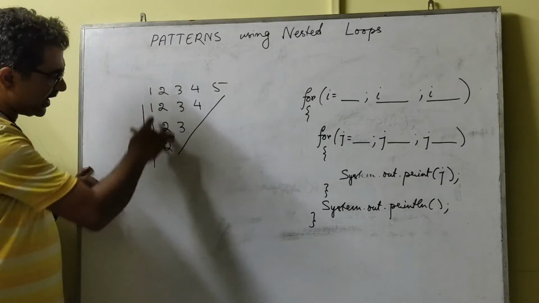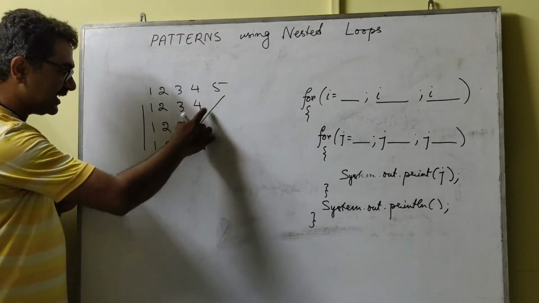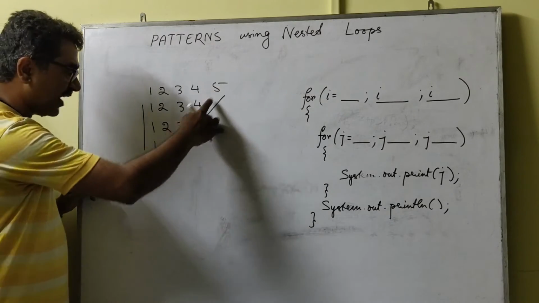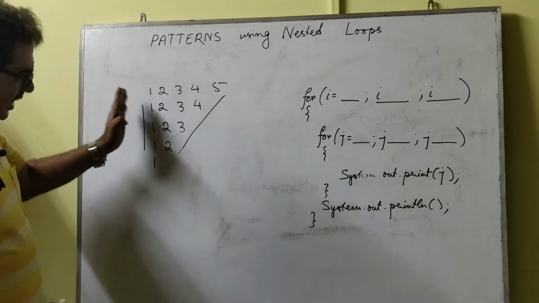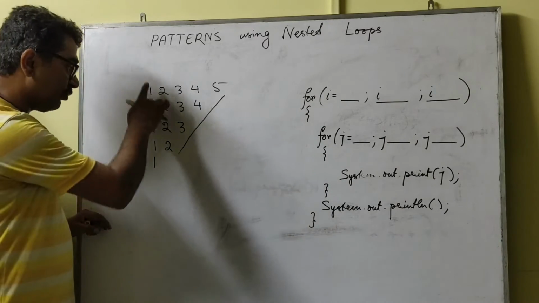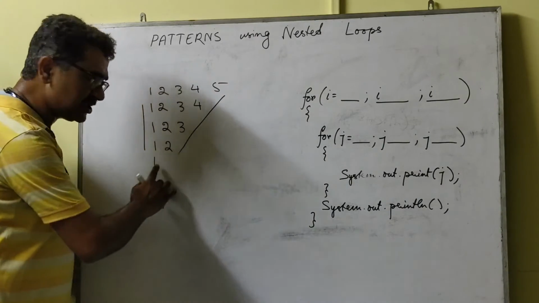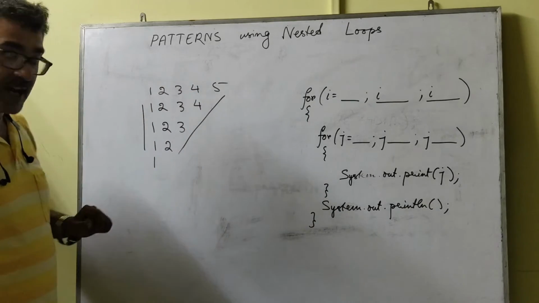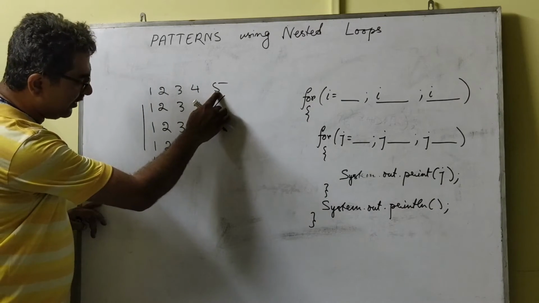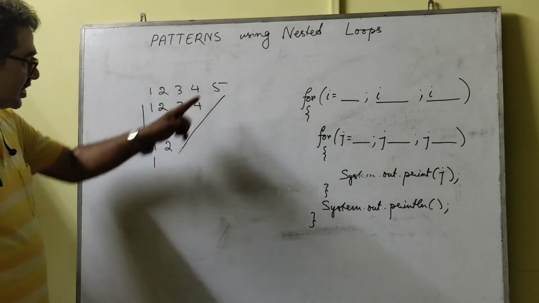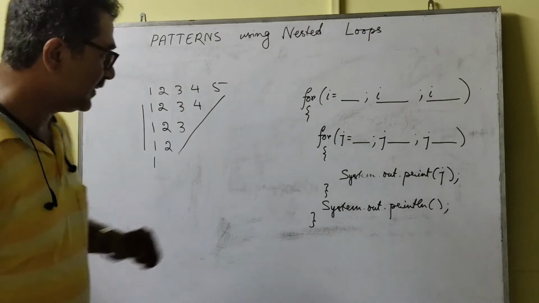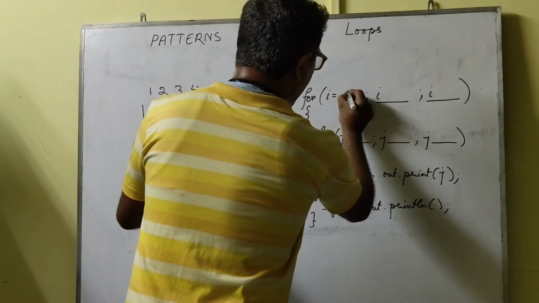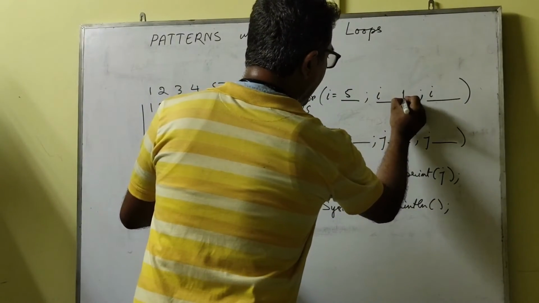This side is fixed. Fixed by how much? By 1. And this side is changing. Changing from 5 to 1. It's always from top to bottom. So, such type of patterns, you will always find one side is fixed, the other side is changing. So, the changing side ranges from the number 5 till 1. So, from 5 till 1 will be your outer loop. It's that simple. So, we are going to write 5, 1.